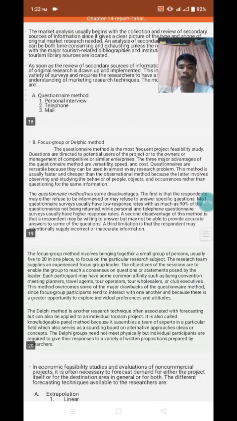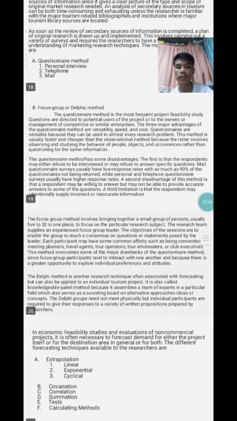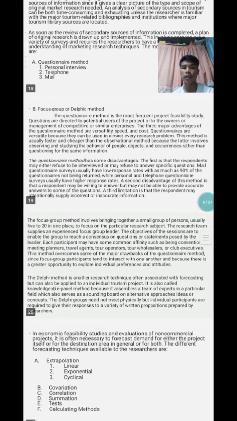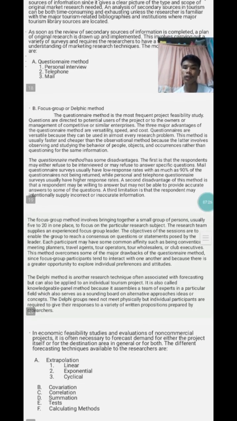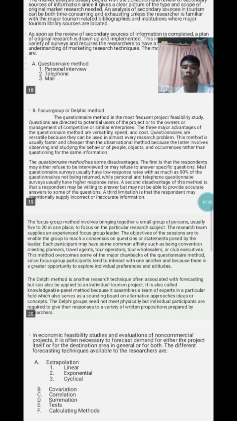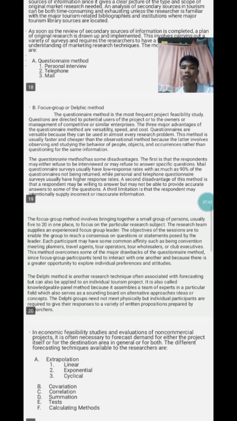The questionnaire method has some disadvantages. The first is that respondents may refuse to be interviewed or may refuse to answer specific questions. Mail questionnaire surveys usually have a low response rate, with as much as 90% of the questionnaires not being returned, while personal and telephone questionnaire surveys usually have a higher response rate.